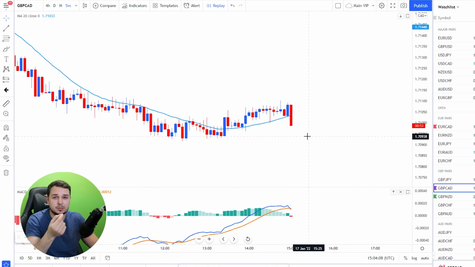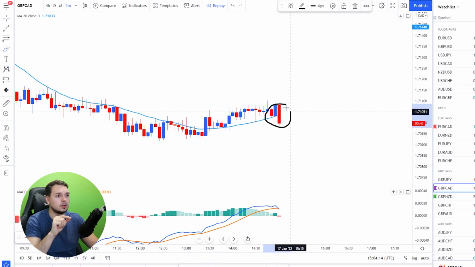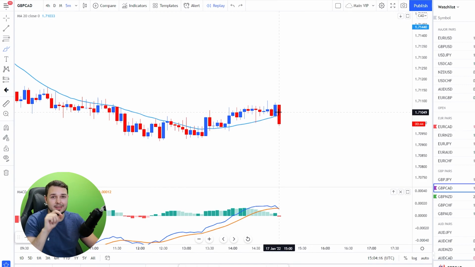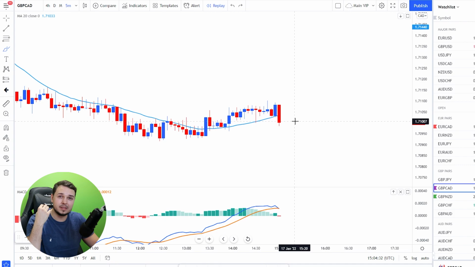Now we're coming back to GBP CAD, the 5-minute time frame, and as you can see, it's 50 seconds left until this candlestick closes. If it closes as a bearish engulfing candle, which means the red one is much bigger than the previous blue one, this candlestick formation over here, it means it's a good entry opportunity, and it's likely going to start selling off bit by bit.